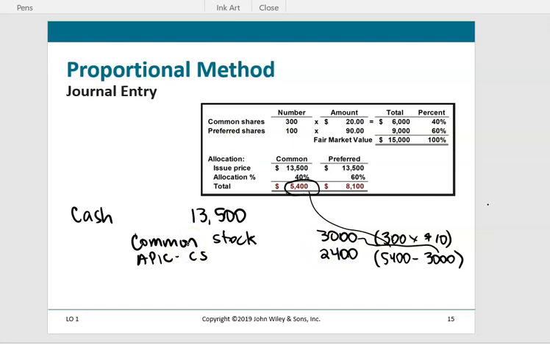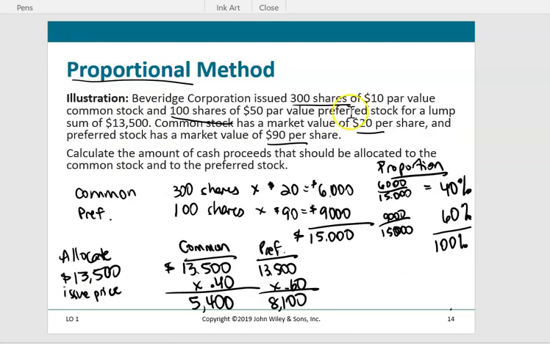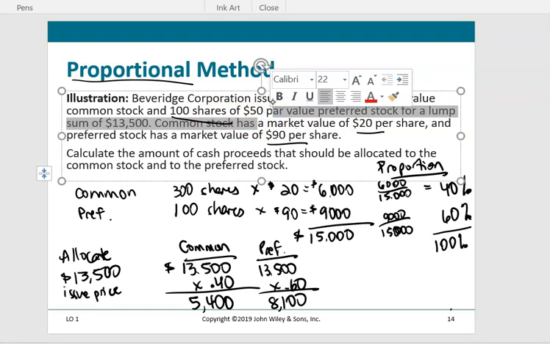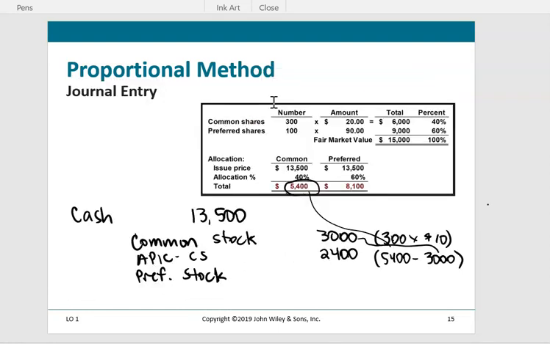Let's do something similar for preferred stock. Preferred stock also has a par value. So let's increase the preferred stock account at its par value. Let's go back here to see what the par value is. The preferred stock has a par value of 50, and we issued 100 shares of the preferred stock. So the par value of the preferred stock is 5,000.